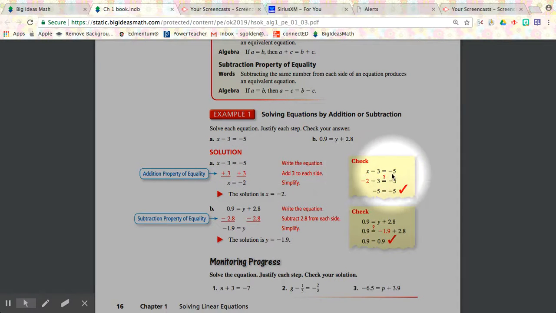Just like if you come over here and you plug it back in, negative 2 minus 3 more is negative 5. The next example, letter B, says 0.9 equals y plus 2.8.